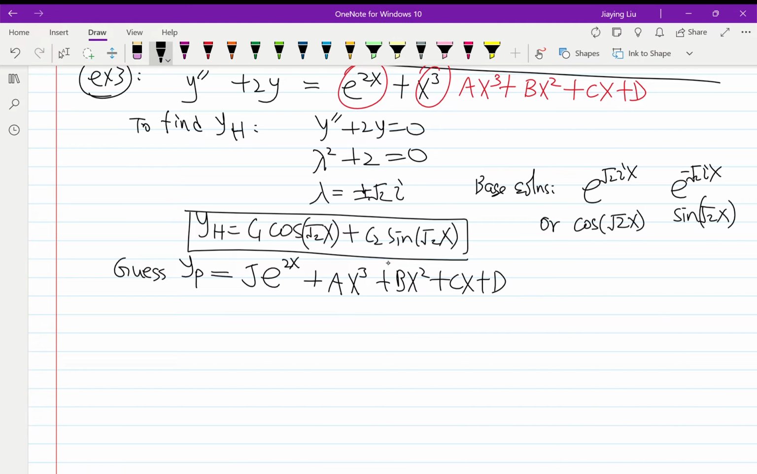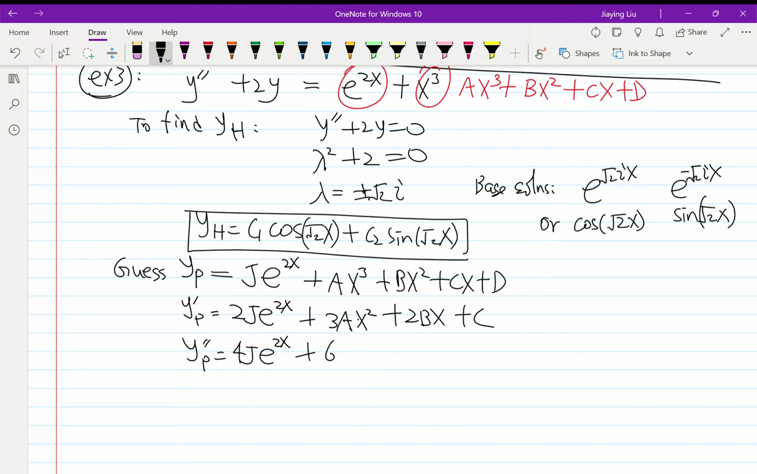And now we can find the derivatives. Y prime, if we take the derivative of the first term, we get 2j e to the 2x, the 2 coming from the chain rule, and then plus 3a x squared plus 2bx plus c. Take the derivative again. We should get 4j e to the 2x plus 6ax plus 2b. There's no c when we take the derivative. So this number increases because of the chain rule. When we take the derivative of e to the 2x, we get e to the 2x times this 2 each time.